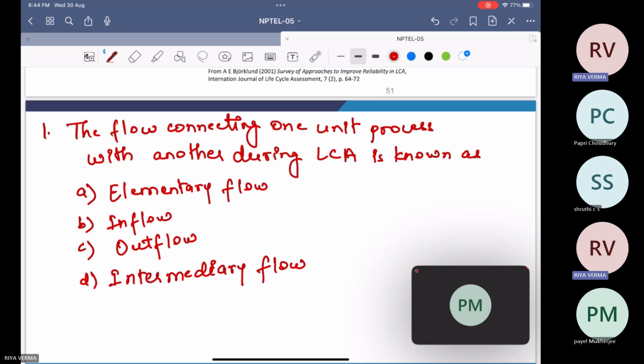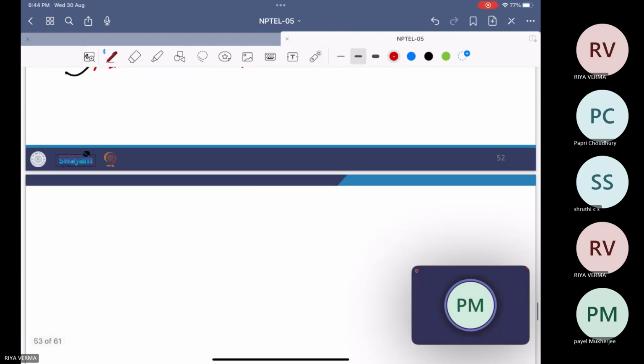What will be the answer? Anyone? Elementary flow. Oh no, sorry, it's not elementary flow. I was confused. Here we are concerned about connecting one unit process with the other, so this would be intermediary flow. Elementary flow is used to connect the unit process with the environment, right?